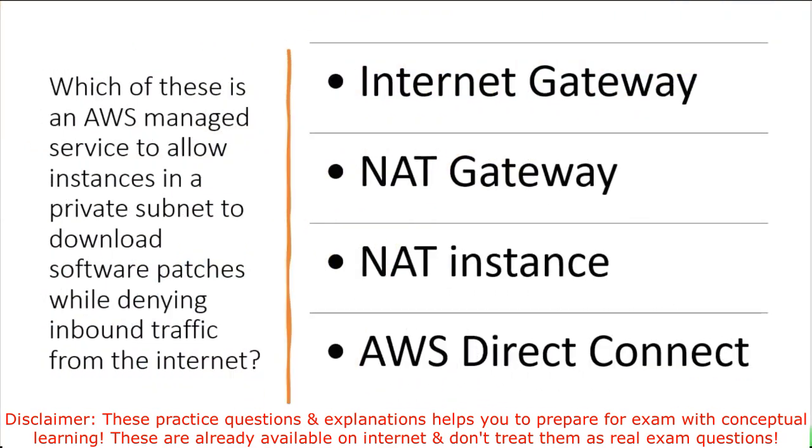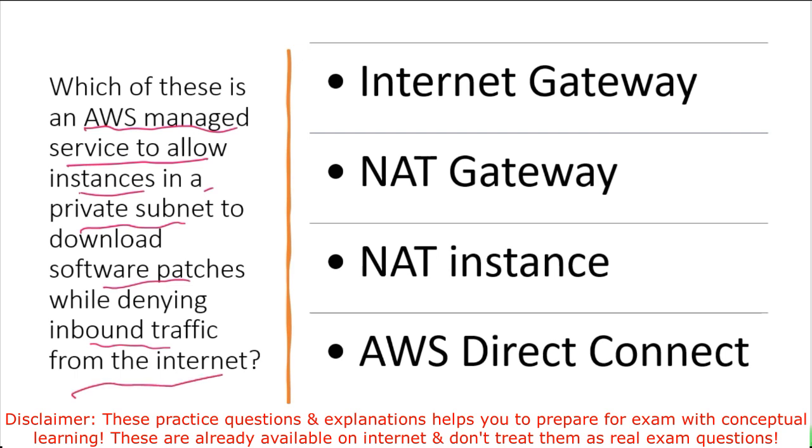Let's talk about this question. This is one of the important questions, and here we will cover three different gateways, or we can say the connectivity related stuff which is available in AWS. So it's related to networking domain. The question asks: which of these is an AWS managed service to allow instances in a private subnet to download software patches while denying inbound traffic from the internet?